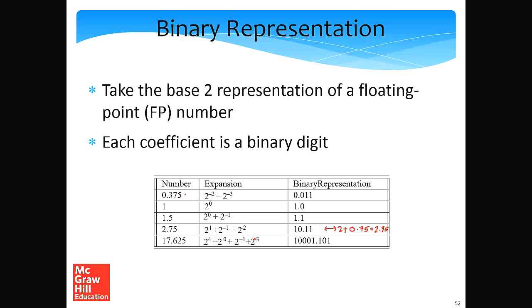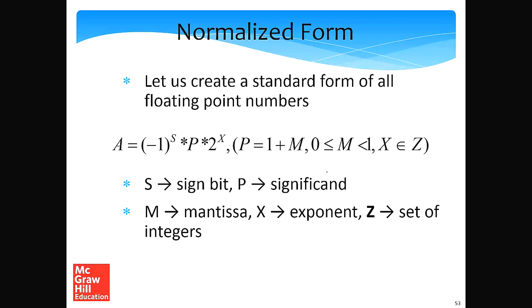So this gives us a very easy way to at least represent positive numbers, by just extending the logic and using base 2 instead of base 10. So let us now create a standard form of all floating point numbers. In this case, we'll use the sign magnitude representation because otherwise it will become too complicated. So any number a can be represented as minus 1 to the power s, where s is the sign bit. If s is 0, then minus 1 to the power s is 1. And if s is 1, which means the number is negative, minus 1 to the power 1 is minus 1. So the number becomes negative.